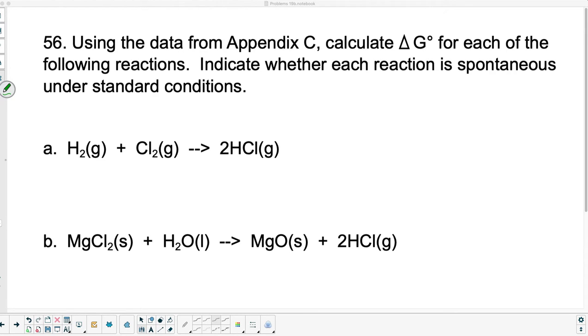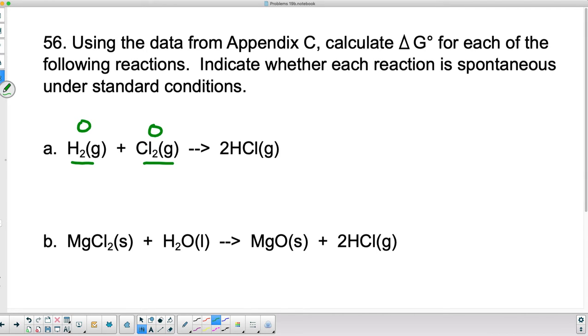So these are all going to be the delta G standard. So we can use the Appendix C to get this information. Let's take a look at letter A. Letter A is hydrogen plus chlorine yields hydrogen chloride in this case. The nice part about this is every time I have a reactant or a product that's elemental, it's going to have a delta G of 0. So it's only the hydrogen chloride that we need to work on.